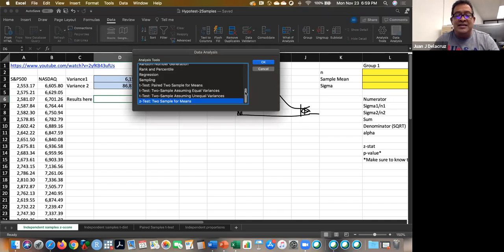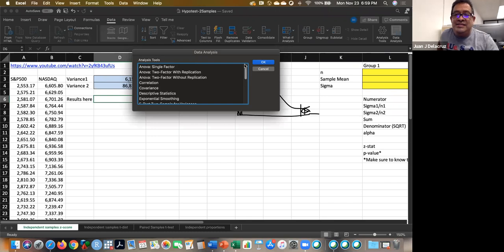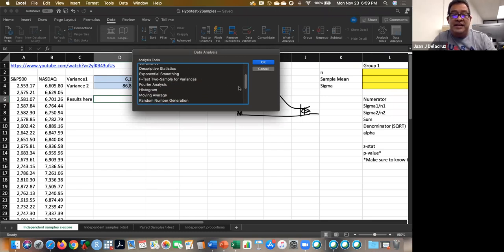So there are many things here. We are going to be using data analysis more often in the next couple of days. As you can see, we have the ANOVA and some other things that we might use, the F-test and the chi-square. We also have it here.